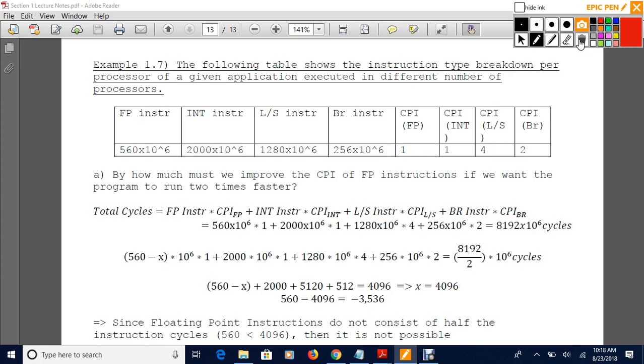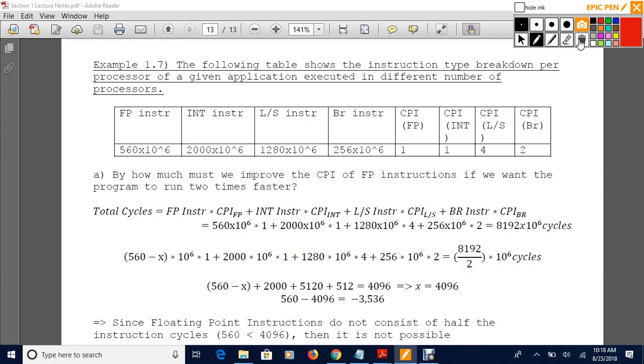So part A, how much must we improve the CPI of floating point instructions if we want the program to run 2 times faster? So your boss comes to you and says, all right, in another research group, we've figured out how to improve floating points. How much do we need to improve it to get the whole program to come down by a factor of 2?